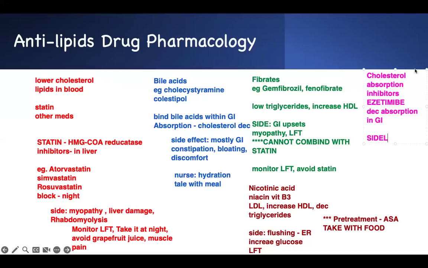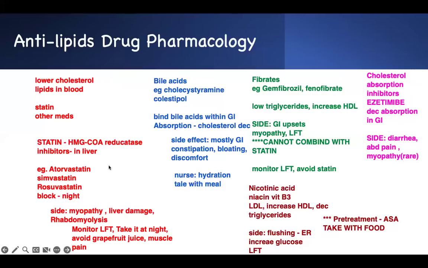Most of its side effect is usually diarrhea. It can also cause abdominal pain or discomfort, and it can cause myopathy too, but that's very rare. It hardly does that. So you teach the patient that they're going to have diarrhea and other things. You watch for muscle pain and other things they're supposed to know. But know them. Ezetimibe is okay. It's a cholesterol absorption inhibitor. You can take it with statin easily.